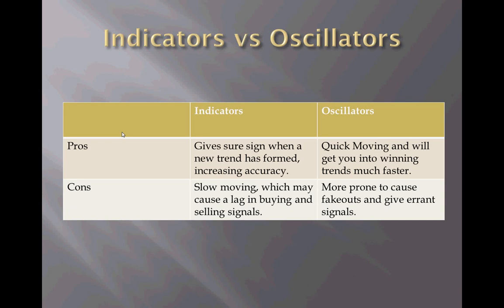We'll take a look at crossover signals giving some false indications. We call these fakeouts. Here's just a few pros and cons of indicators and oscillators.